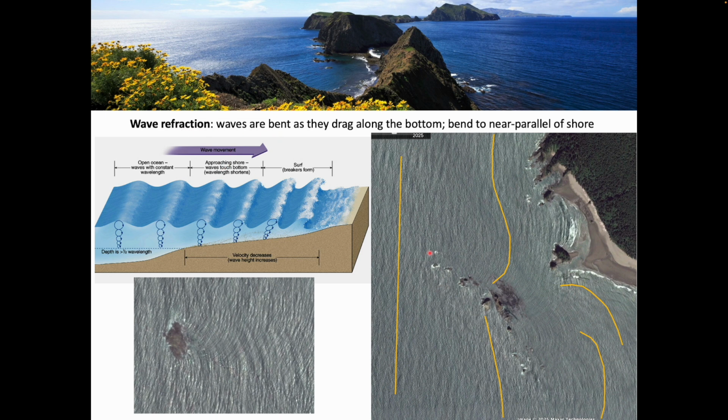And we can see that in this Google Earth image of the Olympic coastline on the lower right. The waves are coming in this direction, almost oriented due north to south. As they approach the shore, they are bent, for example, by these rocks offshore. And then as they get even closer to the beach, they are bent further to become nearly parallel to the shore. And this is the process of wave refraction, and it guides a lot of different coastal processes.